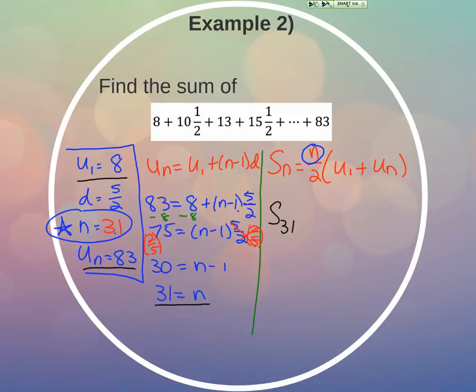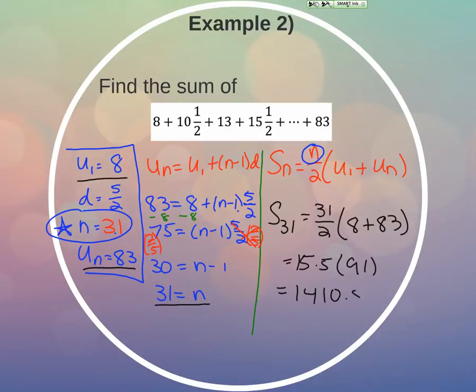So the sum of the first 31 terms is 31 divided by 2 times 8 plus 83. Now that I have n, I can plug that into the shorter formula. And if you really hate the short formula, if you really want to work with u_1, there's nothing wrong with using the longer one. You will still get the same answer. So we've got 15.5 times 91, which is 1,410.5.